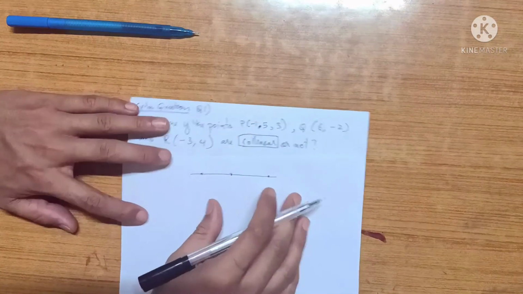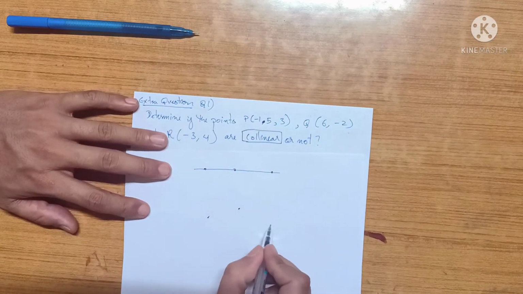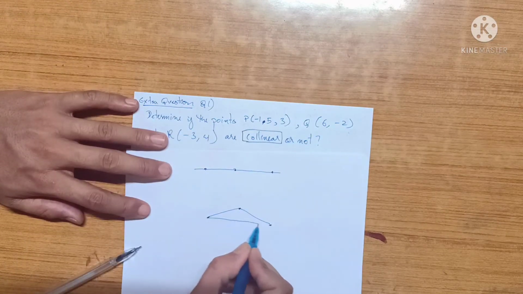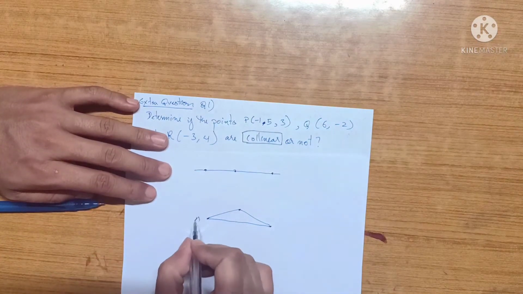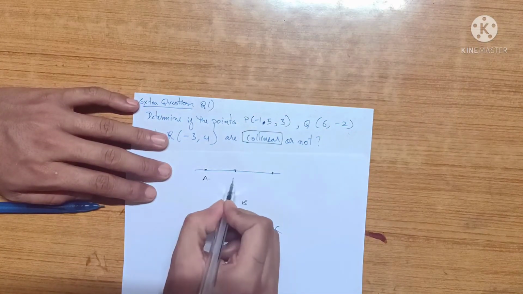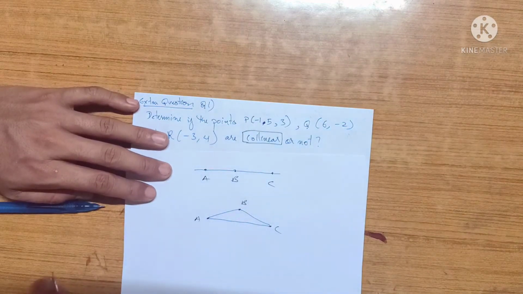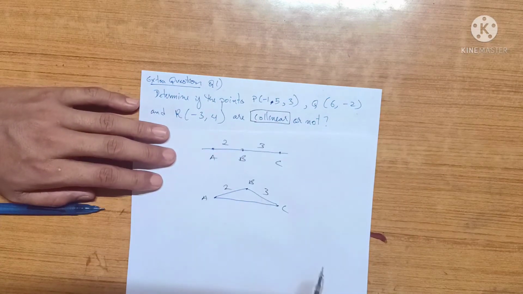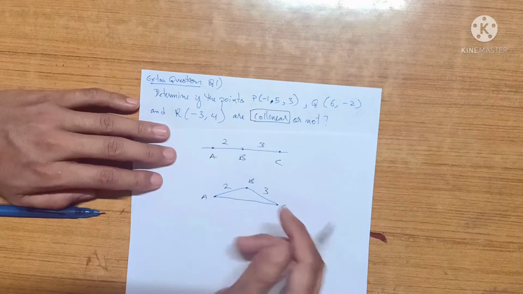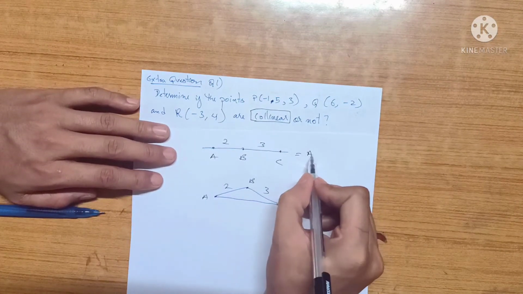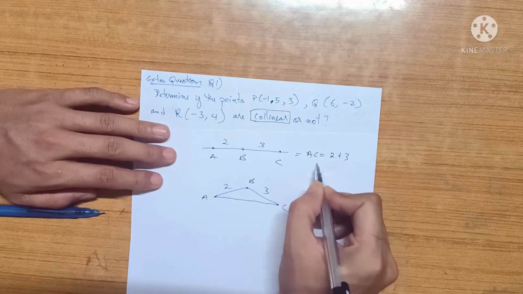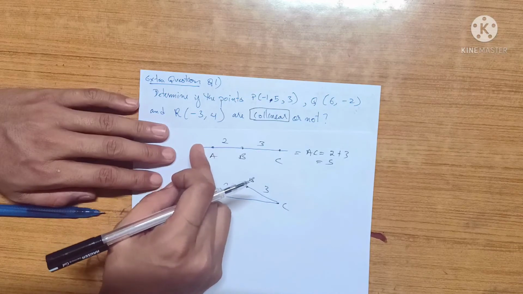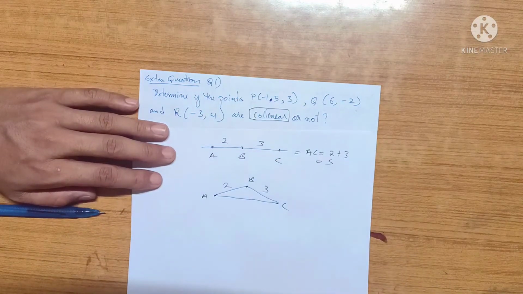So suppose there are 3 points which do not lie on the same line, let's say A, B, C, and let's consider other 3 points which lie on the same line. So suppose AB is 2, BC is 3. Then if they lie on the same line, automatically AC will become 2 plus 3, which is 5, because AB is 2, BC is 3, and since they're lying on a straight line, AC would be 5. That's a very obvious answer.